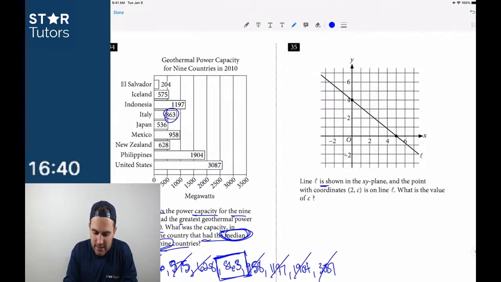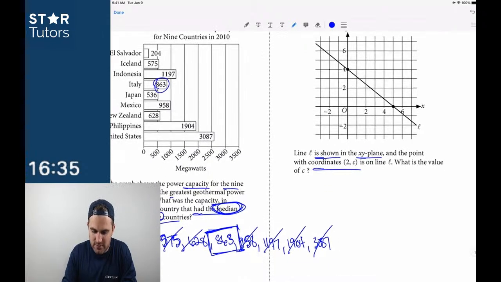35. If the line is shown in the xy plane and the point with coordinates 2, c is on the line, what is the value of c? Okay, so 2, c is on the line. It looks like we have a y-intercept at 0, 4, so y is equal to, it goes down 4 and over 5, so it's negative 4/5 x plus 4 is our equation.